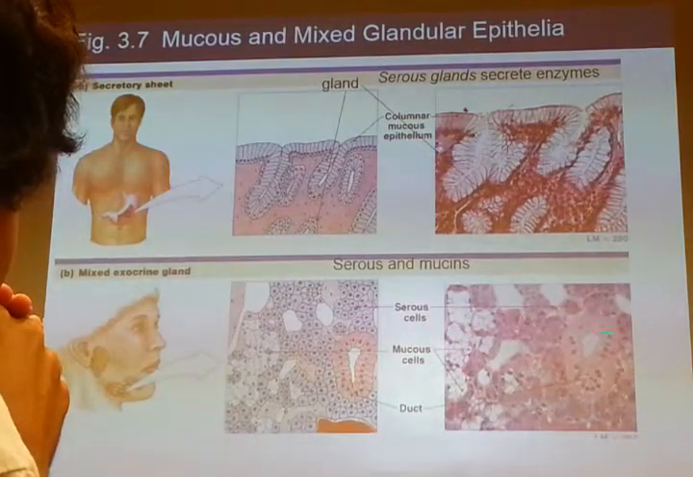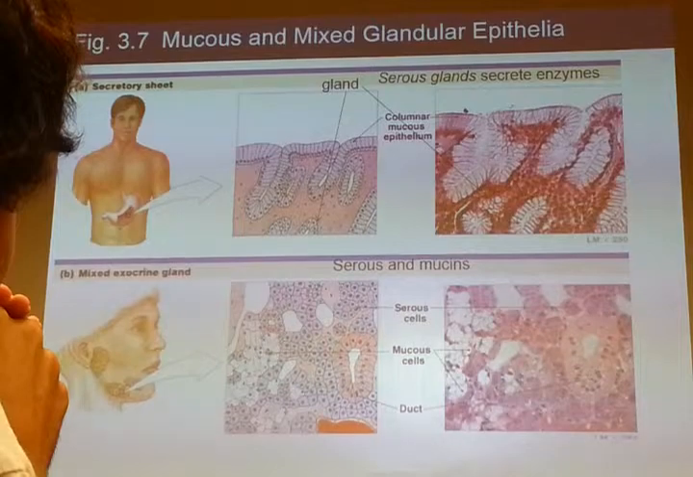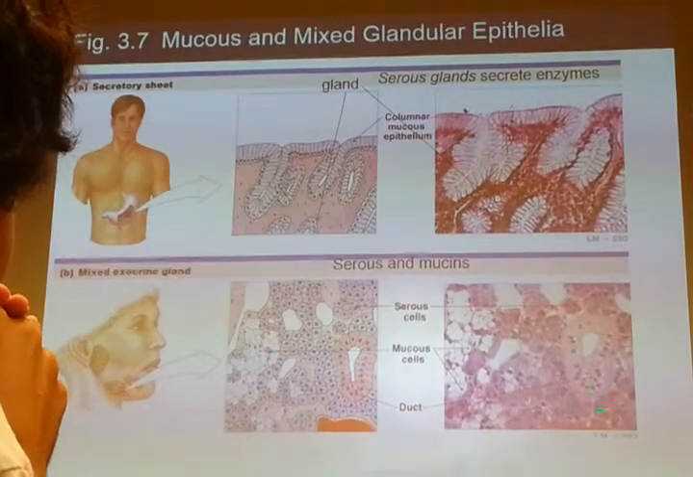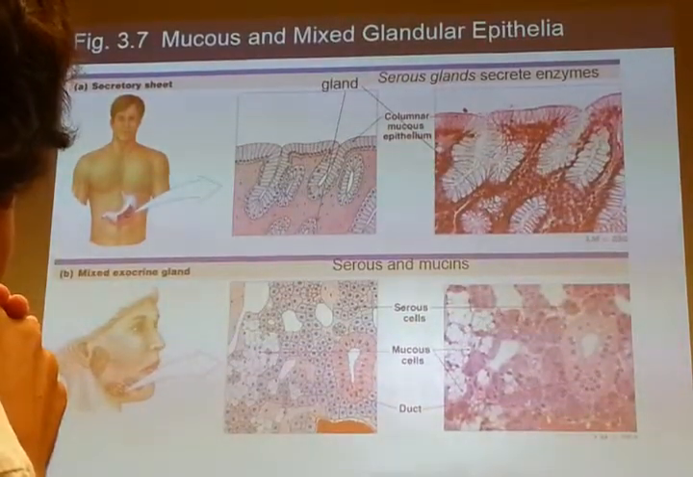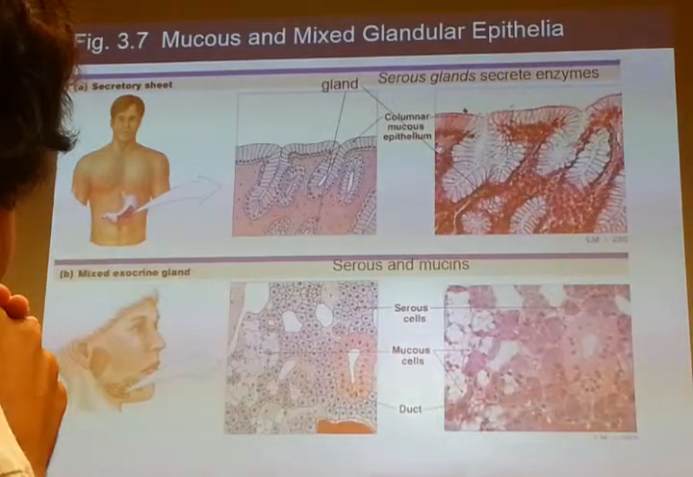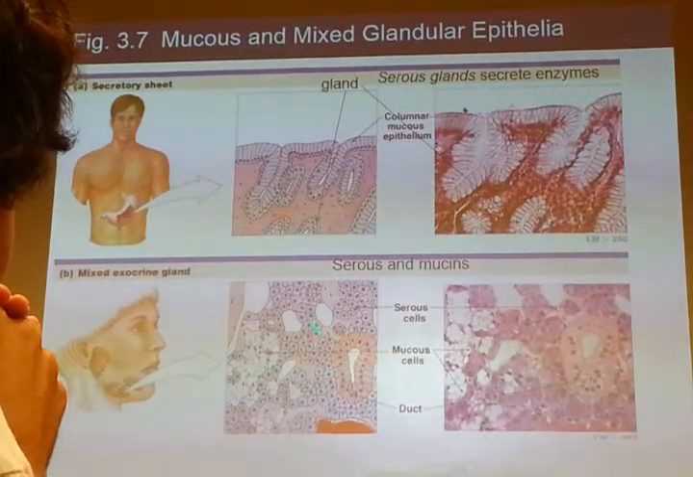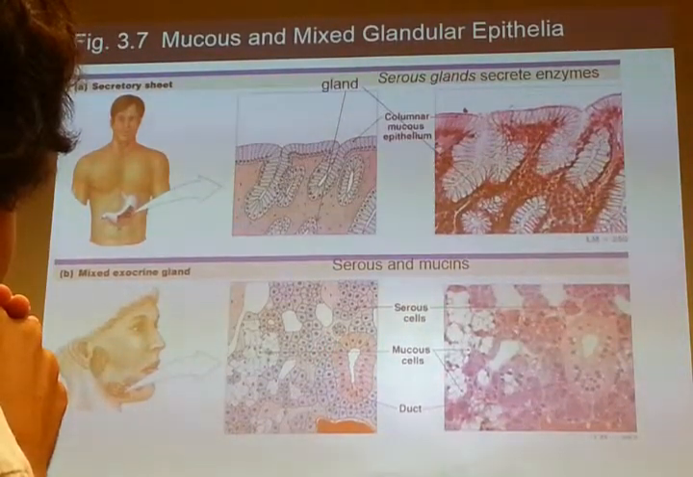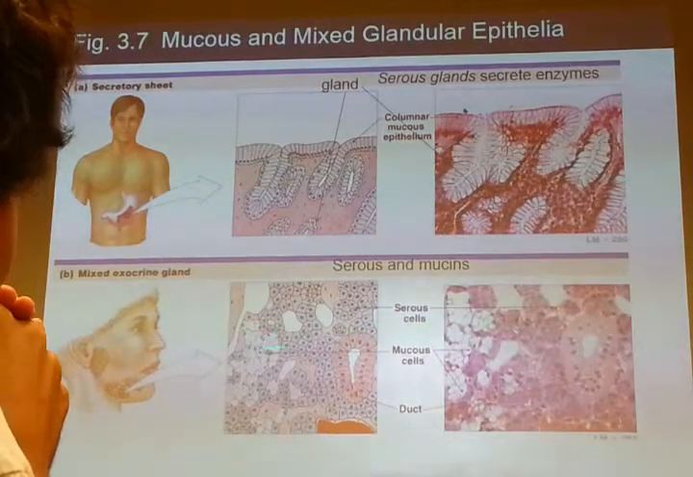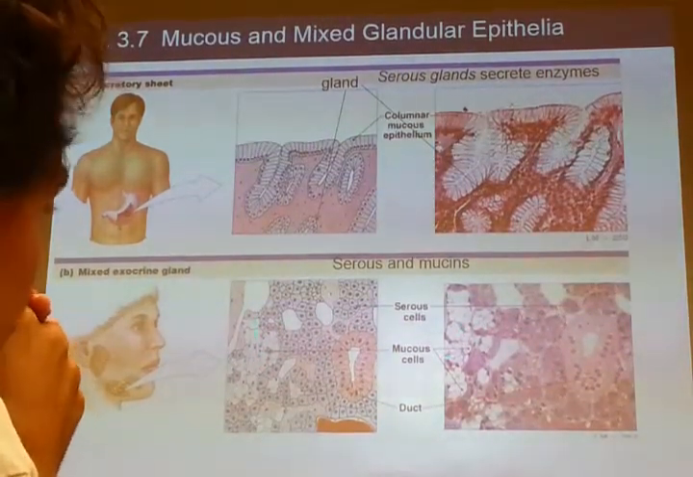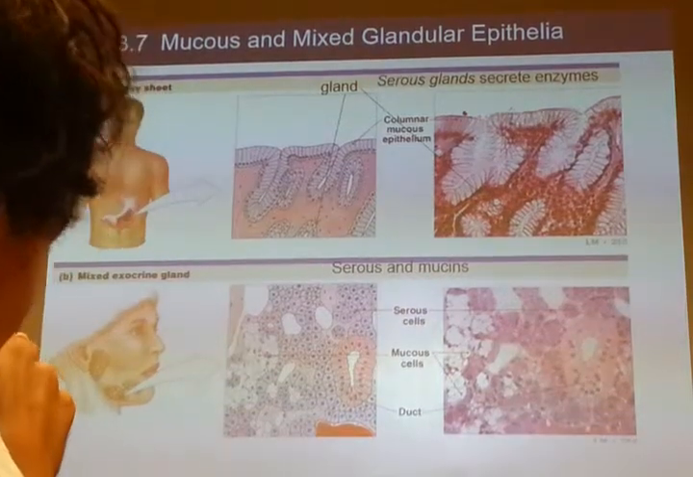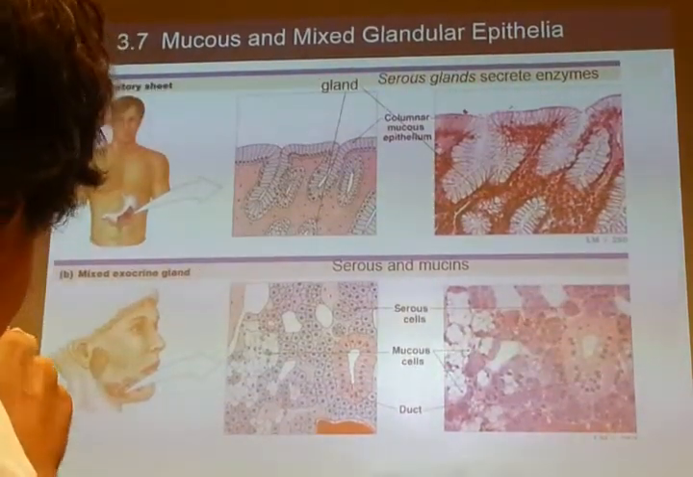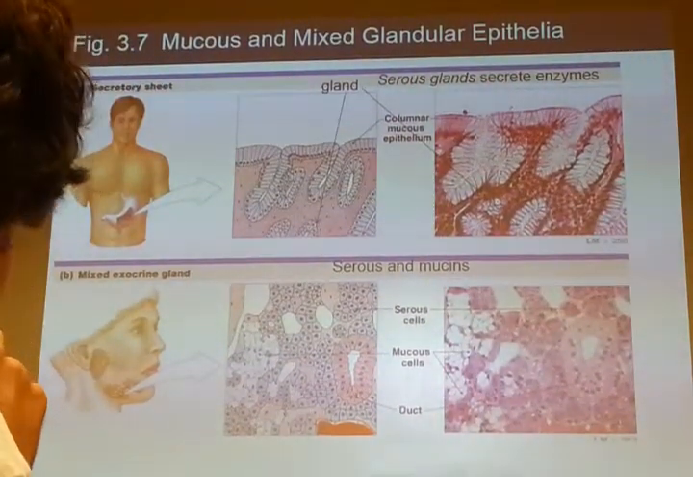So this isn't actually a very good graph. These darker staining cells will have a higher water secretion with more enzymes in them. And then the other cells, they're called serous cells. And the others that look more airy because of the fat that's accumulating in them will be the mucus cells.